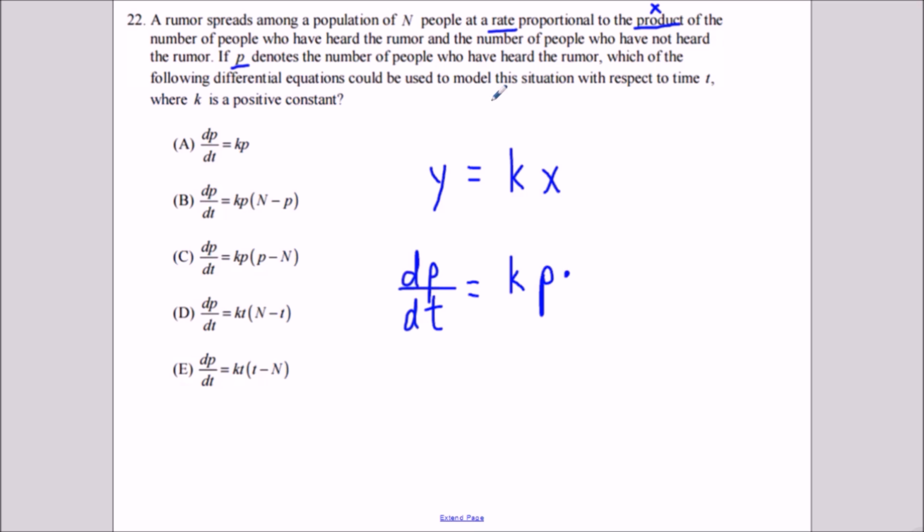And the product of the number of people who have heard the rumor and the number of people who have not heard the rumor. So we have to think the number of people who have not heard the rumor would be represented by capital N minus P, because they told us capital N is the total number of people and P is the number of people who have heard the rumor. So N minus P represents the number of people who haven't heard the rumor. So when they say the product of the people who have heard the rumor and the number of people who have not heard the rumor, we're doing P times N minus P, and we're just using the formula for a direct proportion. And for question 22, what we have here matches up to choice B.